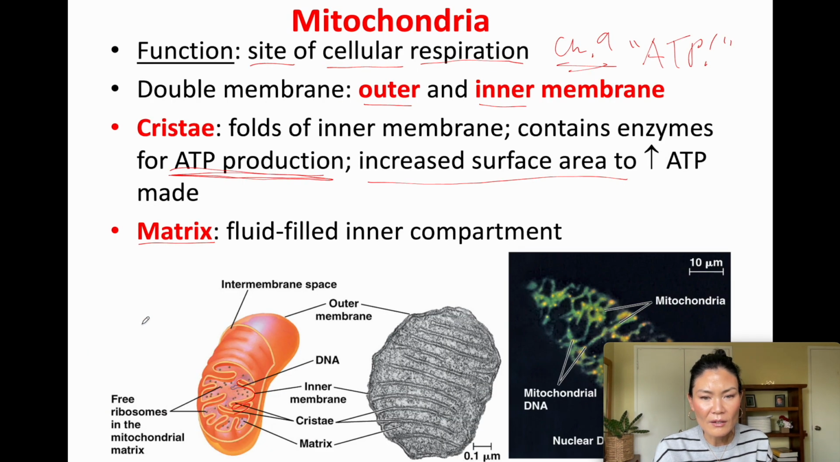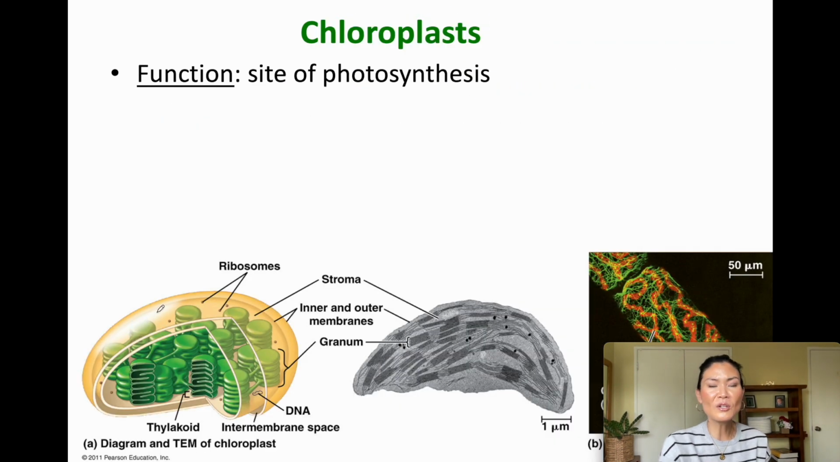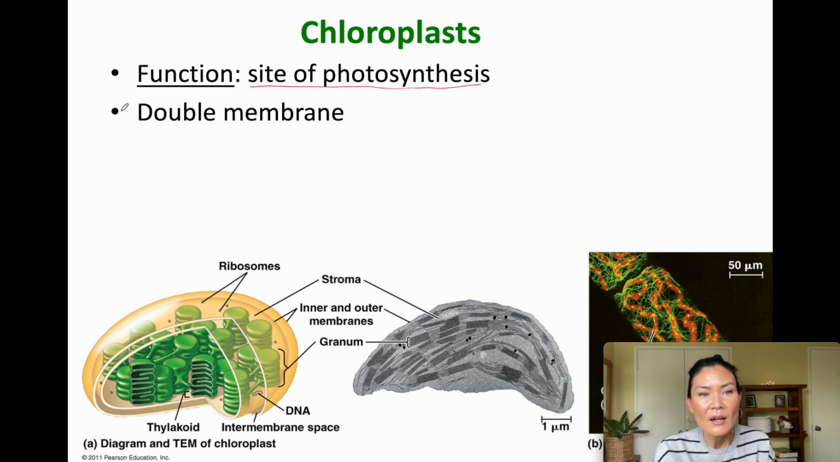All right, yeah. And then chloroplast. Chloroplast is the site of photosynthesis. It too has a double membrane. You have an outer membrane and an inner membrane. The inner membrane is not highly folded because that's actually not where photosynthesis is taking place. Photosynthesis takes place on these thylakoids, and these thylakoids also have a membrane.